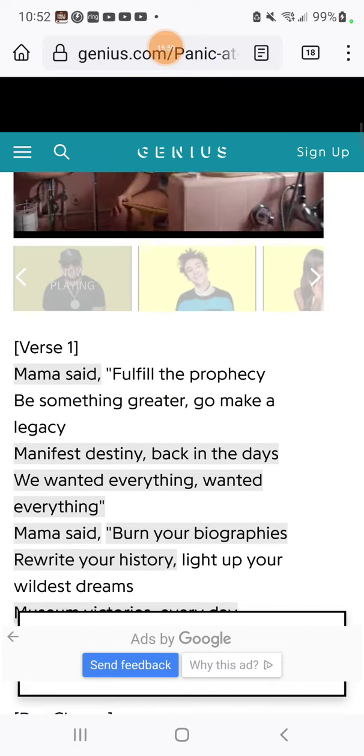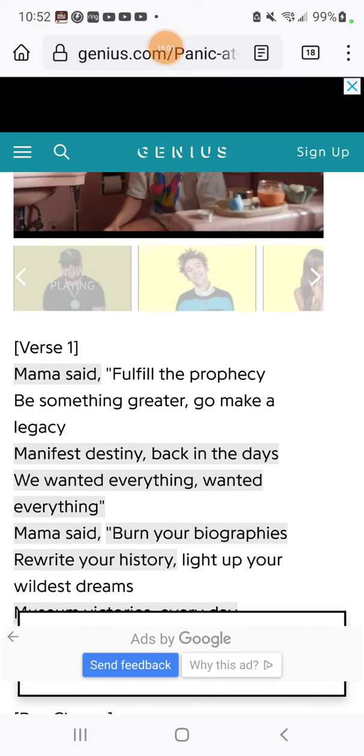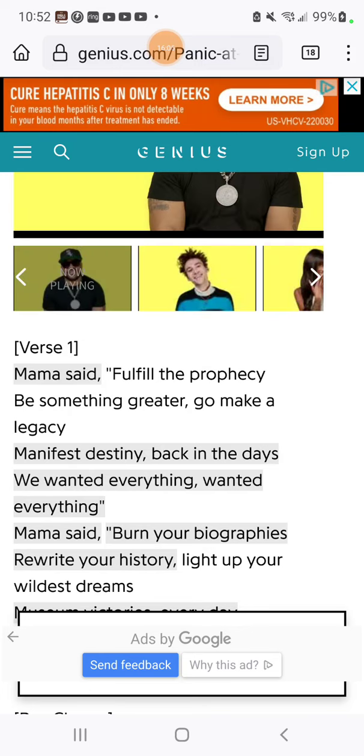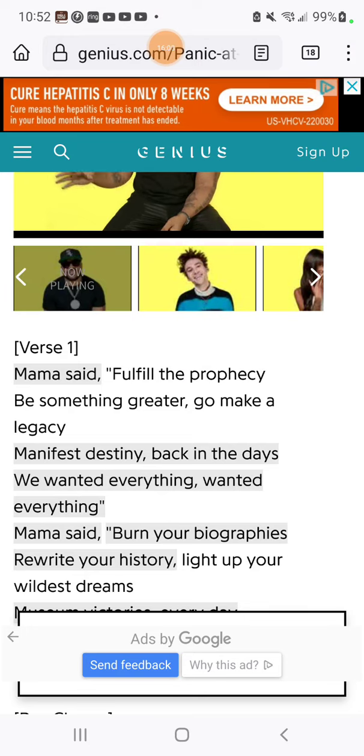So the first verse, as it shows here, says: Mama said, fulfill the prophecy, be something greater, go make a legacy.